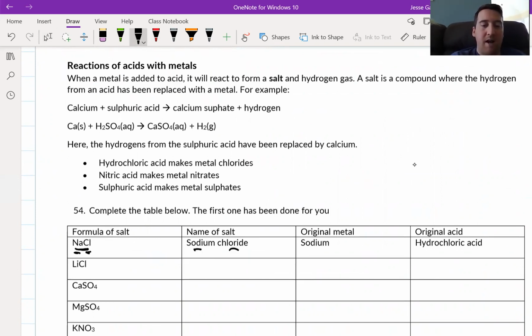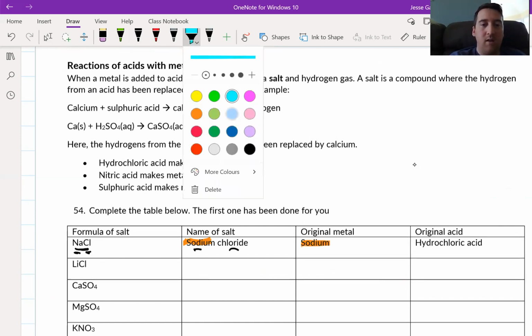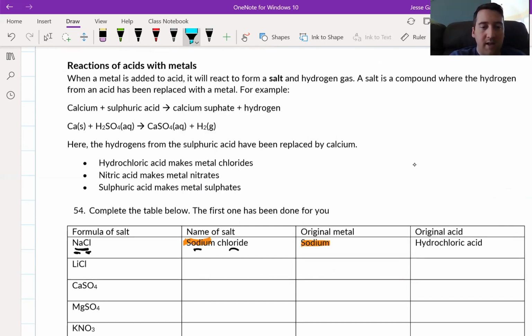So what did the original metal have to be? Well, it had to be sodium, because look, that's there. And then what did the original acid have to be? Well, we learned already that if it's metal chloride, like it is here, then it had to be hydrochloric acid was the original acid.